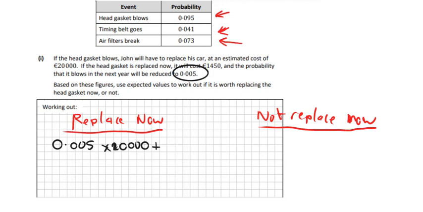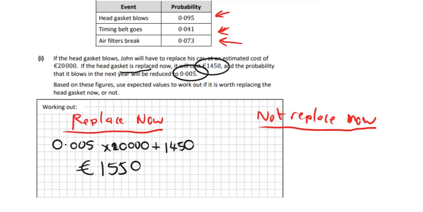If it's replaced now, it costs 1450. So we have to add that on, 1450. That's the probability that it blows, even if it's replaced, it still has that probability of blowing after, even though there's a new one in it. We times that by the cost of it altogether if it did blow, and then we add on the cost of actually replacing it right now. And then if you do all that, you should get 1550 euro.